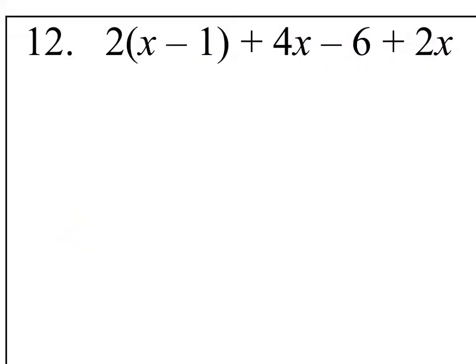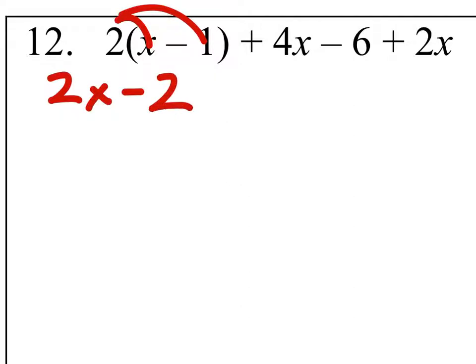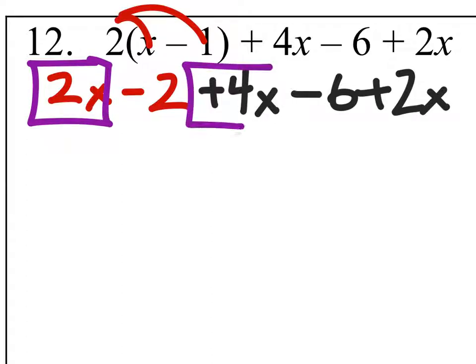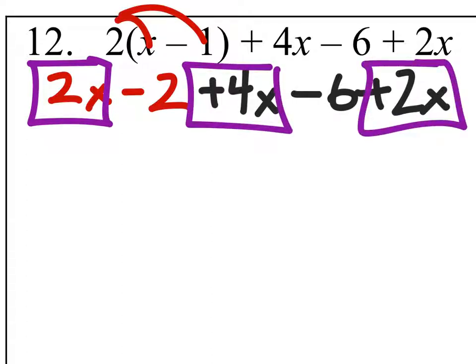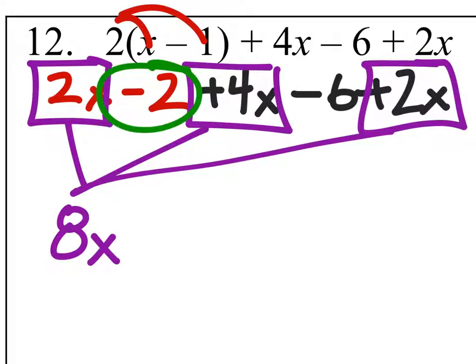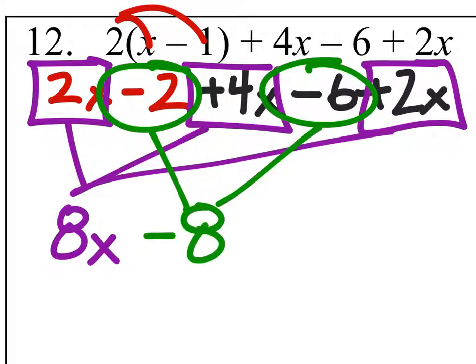Alright, number 12 will work the same way as those other ones. So I'm going to distribute my 2 into the parentheses. 2 times x is a 2x. 2 times negative 1 is a negative 2. And then the rest remains. Alright, from here, just looking to combine like terms. Here's a 2x. Here's a 4x. And here's another 2x. So when we combine these, it appears that we should get 8 of these x's. And then we've got this negative 2 and this negative 6, which would come out as negative 8.